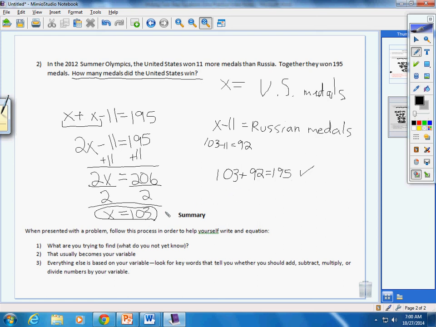Okay, guys. Your summary is right here. I'll let you read that on your own. It's the same summary that we had just the other day, because we're talking more about writing your two-step equations. Hopefully this is helpful. Come in tomorrow with your thinking caps so we can get back to work.